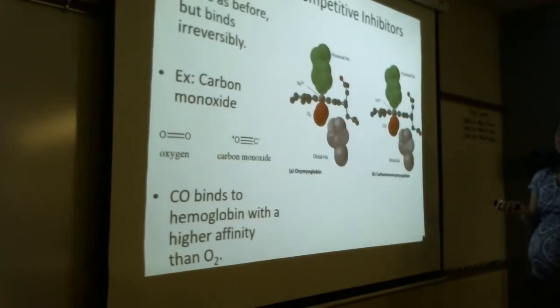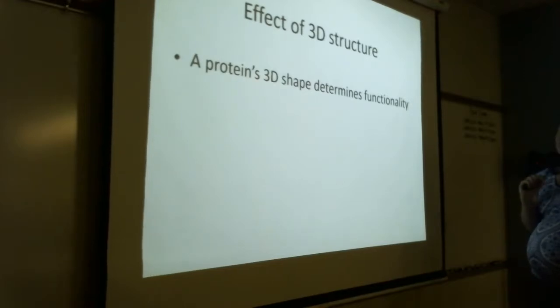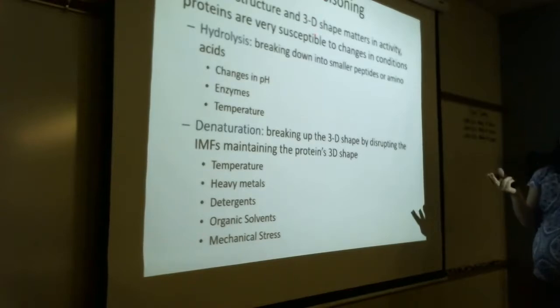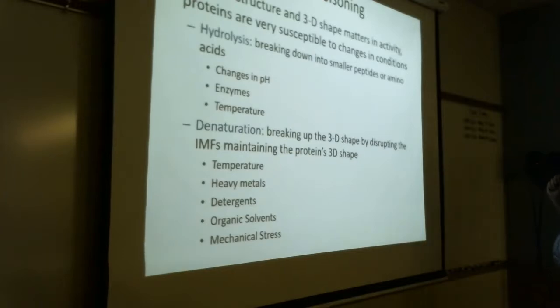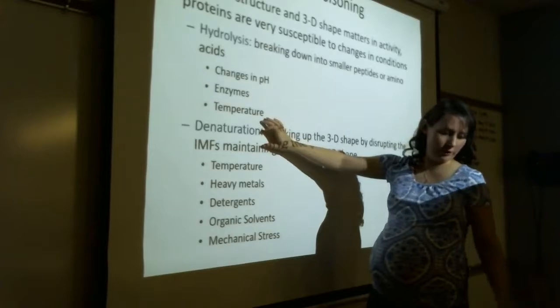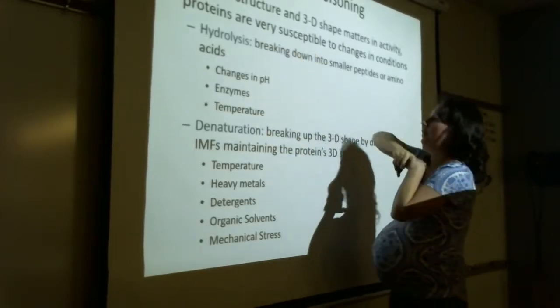Does that make sense? Okay, so like we just said, 3D shape determines how functional it is. And so when 3D shape gets disrupted, obviously the function is going to be disrupted as well. There are two types of things that we talk about that can disrupt 3D shape. We classify them as hydrolysis and denaturation. I combine them into the same slide. You can just download it from the website, so you don't have to write all this down.